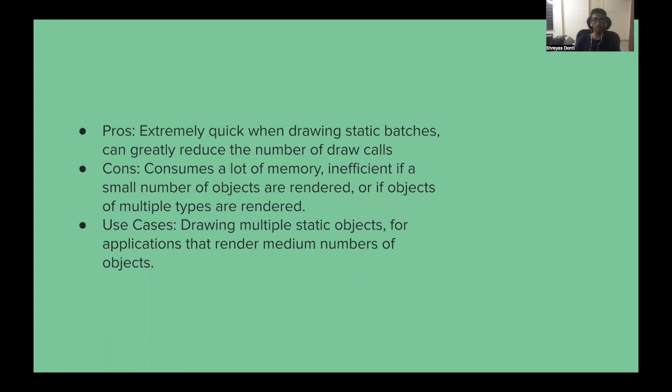However, batch rendering involves allocating a lot of memory to store all of that object data. It can be inefficient if a small number of objects are rendered, or if objects of multiple types are rendered, because batch rendering can only render objects of similar types with every batch, meaning you can't render squares and lines with a single batch. You need two different batches for them. The use cases of batch rendering are for drawing multiple static objects that don't change during the runtime of an application, or for applications that render a medium number of objects.